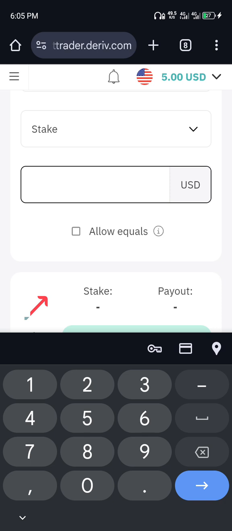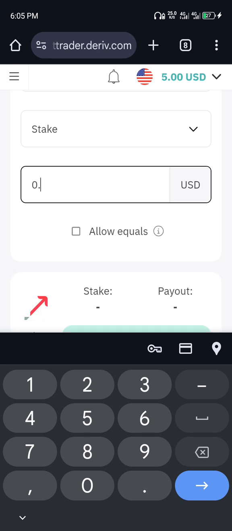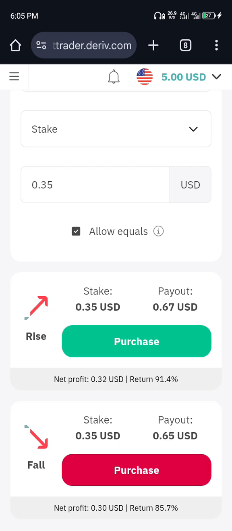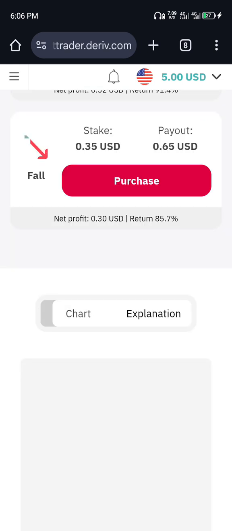My first trading lot is 35 cents. It is $0.35. And I always remember to tick this allow equal box, because if you don't tick it, if the market lands at the same entry spot, it will be counted for you as a loss. But if you tick this and it lands at the same entry spot indices, it will be counted for you as a success.